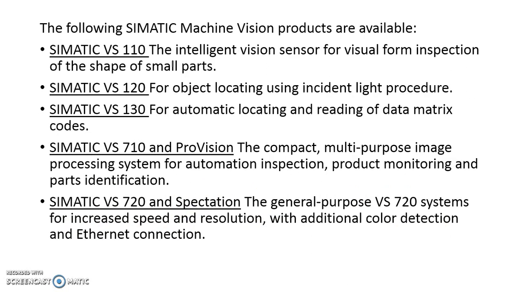Broadly, the types of products available are SIMATIC 110, the intelligent vision sensor for visual form inspection of the shape of small parts; SIMATIC 120 for object locating using incident light procedures; and 130 for automatic locating and reading of data matrix codes. Further, the SIMATIC 710 provides compact multi-purpose image processing systems for automation inspection, product monitoring and part identification. Other versions are the SIMATIC 720 and the general purpose 720 systems for increased speed and resolution, with additional color detection and Ethernet connections. Those are the extra features available.